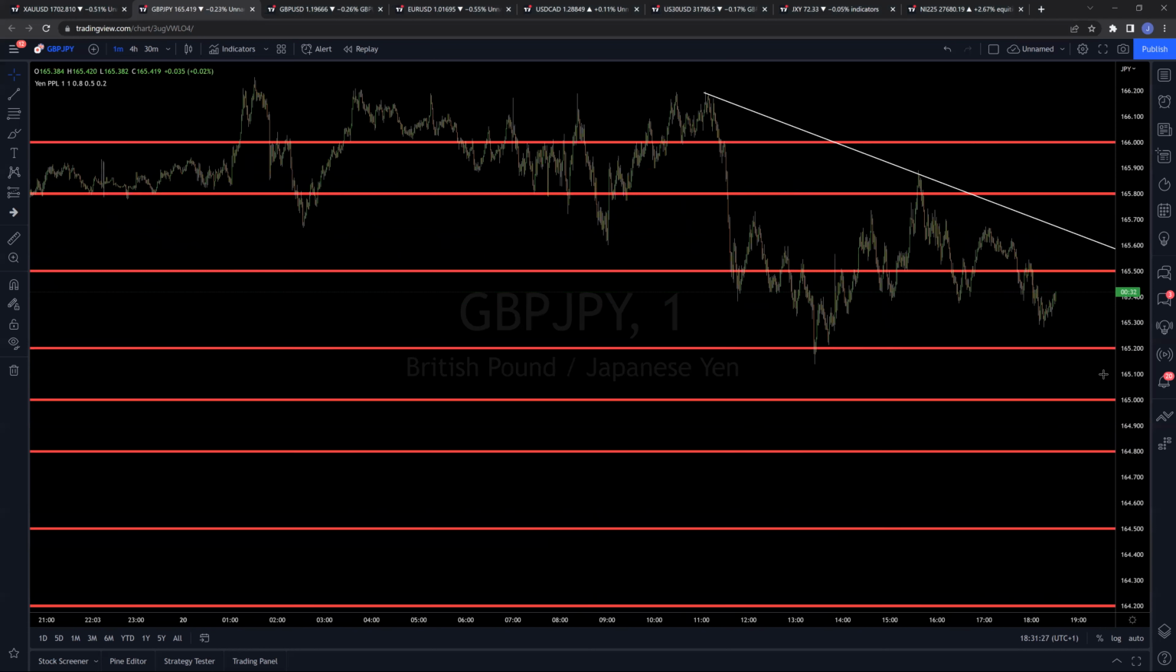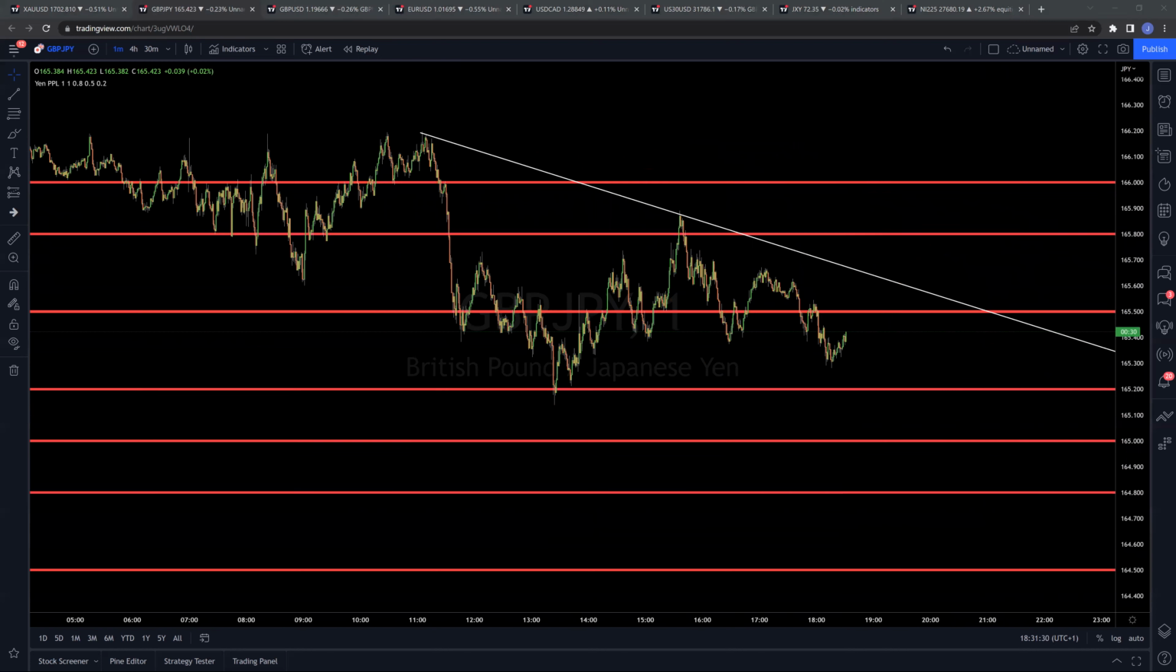So with that being said, in terms of scalp trade ideas, pullbacks to retest structure, then coming back below 165.5 would be high risk, high reward sells. Breaking below 165.2, breaking below 165 would be your safer sells.